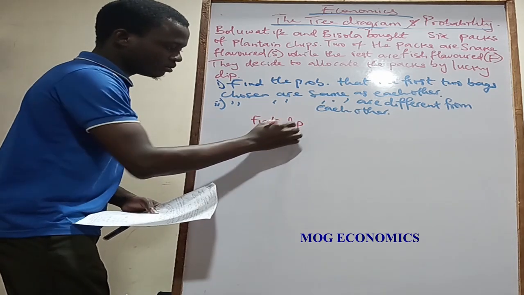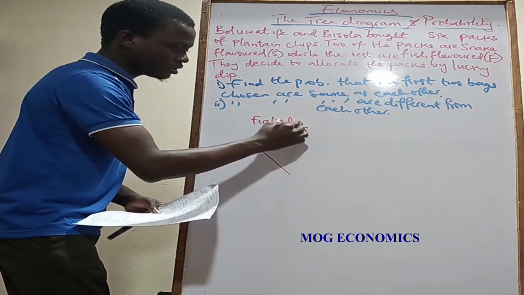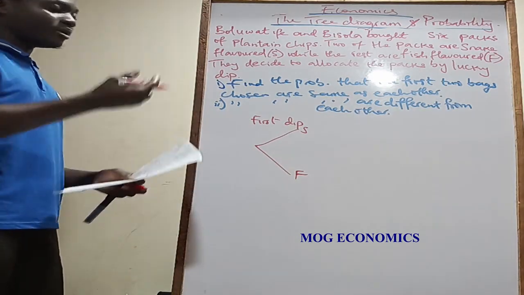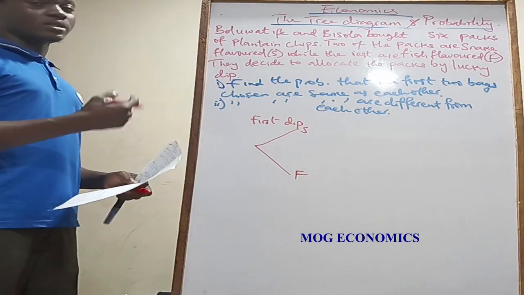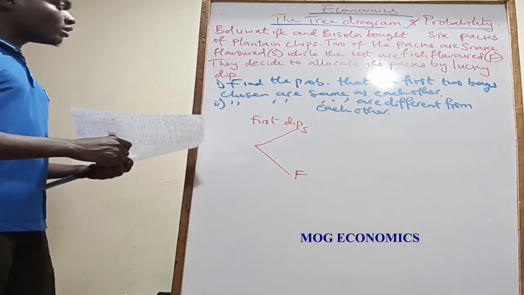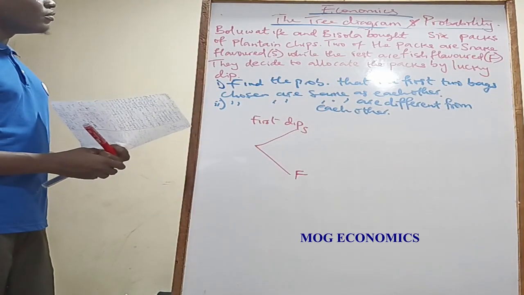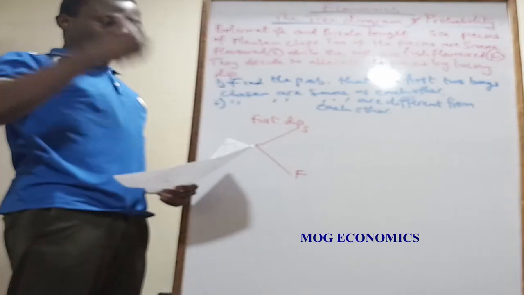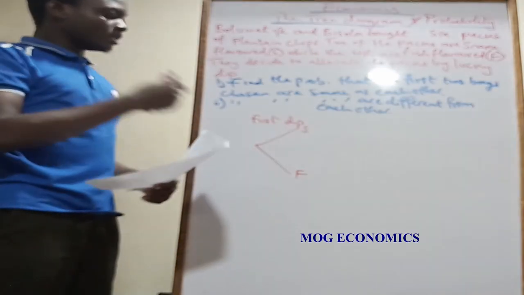So if you pick it, it could be snake flavored, it could be fish flavored. If you pick the first one and it's snake flavored, then how many snake flavored ones do you have? I haven't picked yet, after your first dip, and then it happens to be snake flavored.